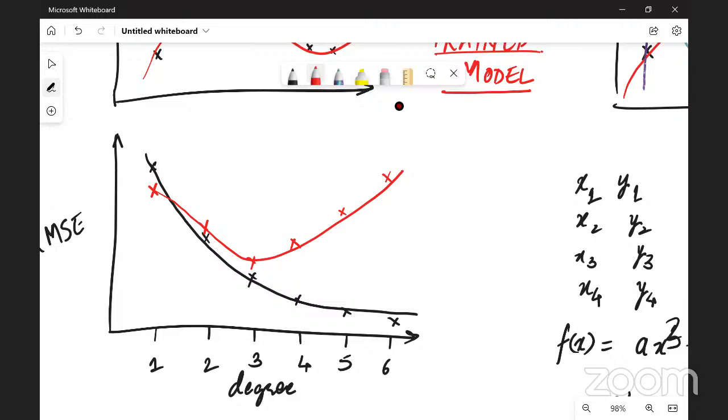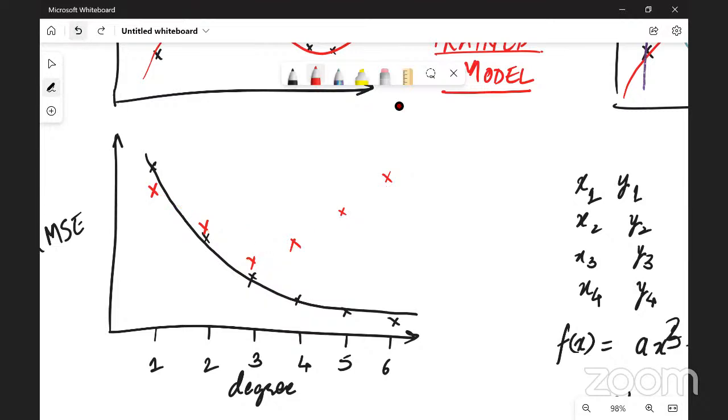3, of course 3. Because for 4, even though training loss is decreasing, the validation loss or test loss has started to increase. So that's definitely what we want. We just look at the validation loss, whichever value of the degree is going to give us the minimum validation loss, of course along with training loss, that is the one we choose.